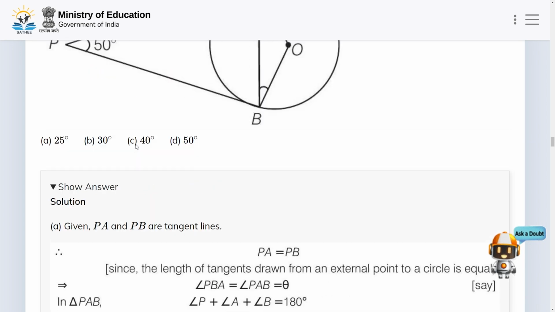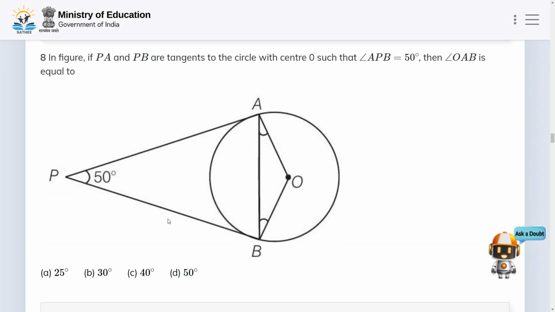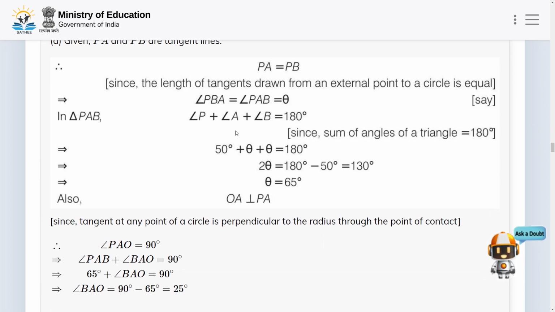And in triangle PAB, here angle P plus angle A plus angle B is equal to 180 degree, since the sum of angles of a triangle is 180 degree. And here angle P is 50 degree, and angle A and angle B are equal, so we say angle A is equal to angle B is equal to theta. So it implies 50 degree plus 2 theta is equal to 180 degree. And it implies 2 theta is equal to 180 degree minus 50 degree, that is equal to 130 degree, and it implies theta is equal to 65 degree.